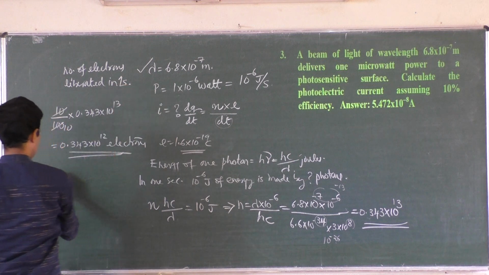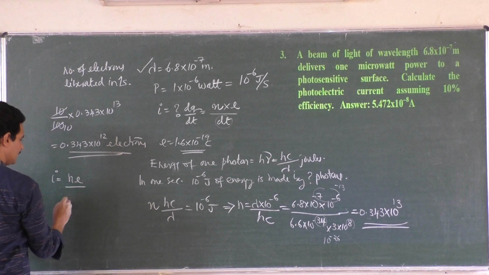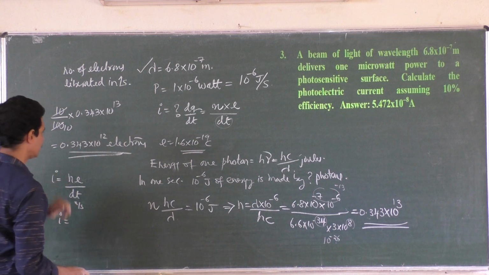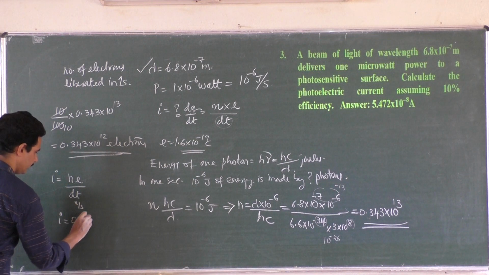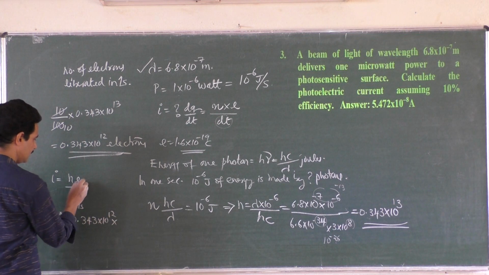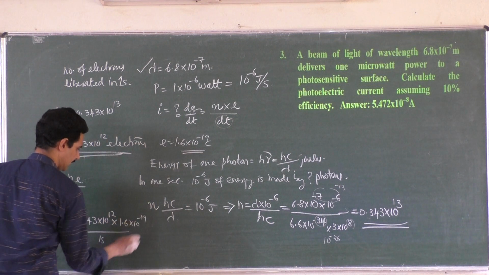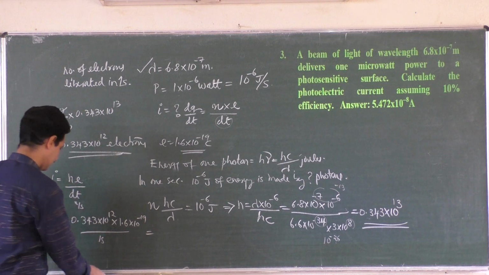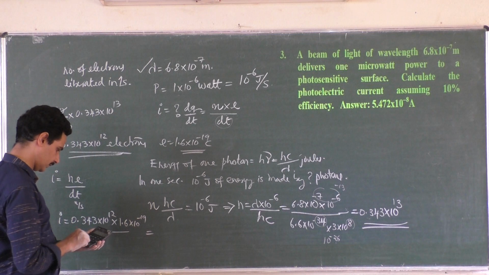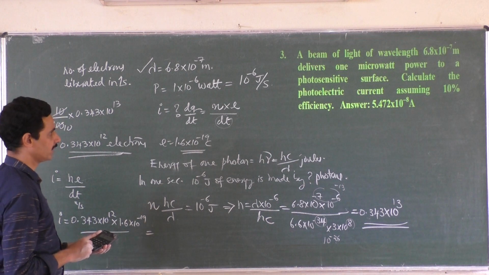Okay, what is current? Current is equal to rate of flow of charges, amount of charge flowing per second, and this is 1 second. I is equal to number of electrons, 0.343 into 10 to the power 12, into charge of each electron. This is 1.6 into 10 to the power minus 19 coulombs. That is equal to, so that is current, rate of flow of charges. 0.343 into 1.6, it is 1.09.